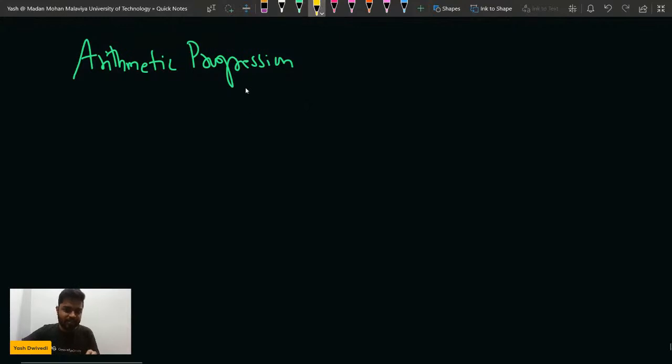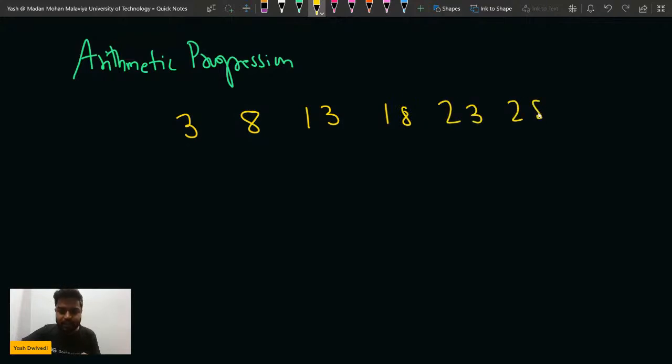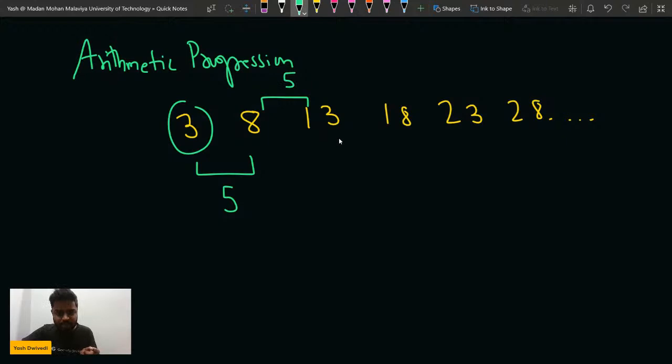So let's say I have a series of this kind, let's say I have first of all 3. Okay, then I have 8, then the next number, let's say 13, then 18, then 23, then 28, right, and so on and so forth. And let's say this is the starting term, right? So basically what happens in an AP is that you can see the difference between the adjacent elements is the same. You can see the difference between the adjacent elements is 5 here, right? The difference between any two adjacent elements is 5.